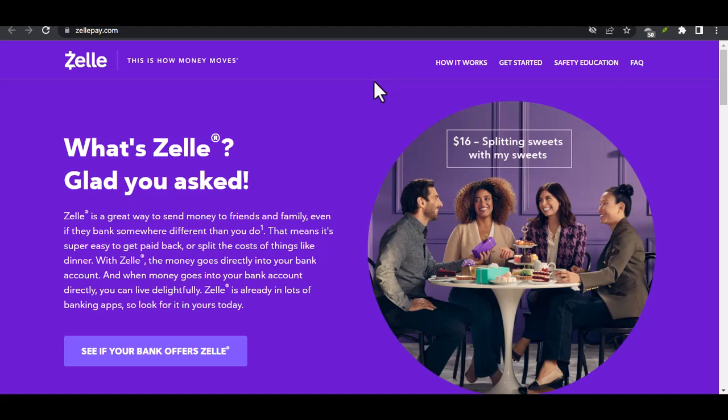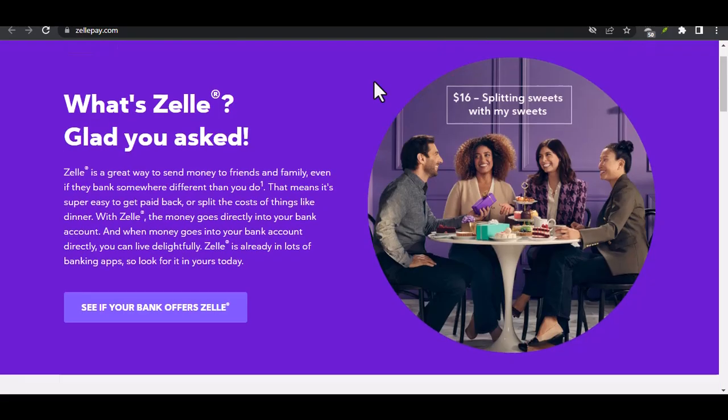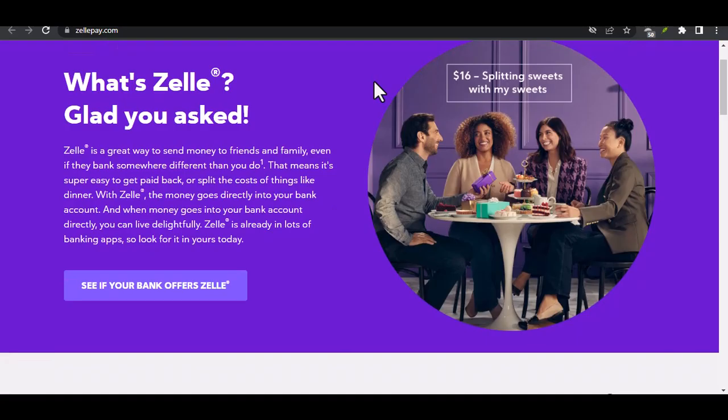Ever wondered why some banks seem to be left out of the Zelle party? Today, we're diving deep into the world of mobile payments to uncover the banks that haven't joined the Zelle bandwagon.